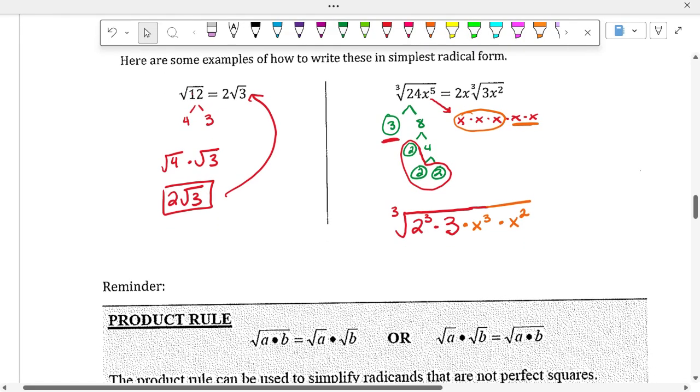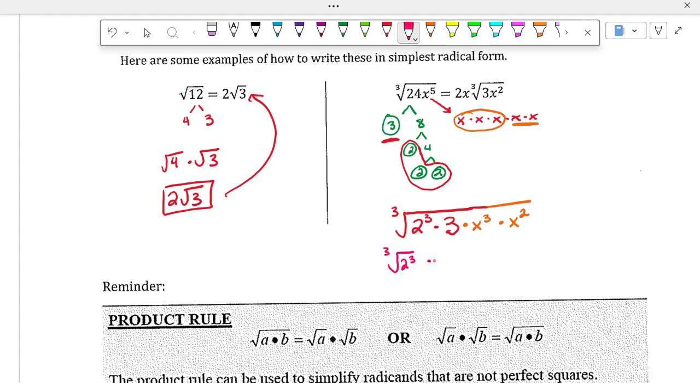So if I break this down into all of its cube roots, I got the cube root of 2 cubed times the cube root of 3 times the cube root of x cubed times the cube root of x squared. Which are the only 2 radicals in this multiplication statement that are perfect cubes, meaning we'll get nice whole values? These two.